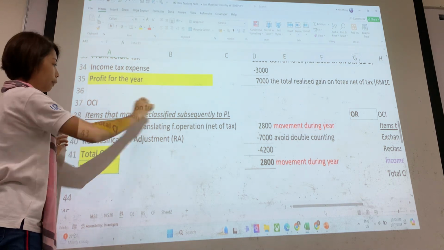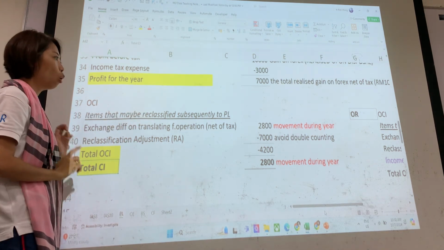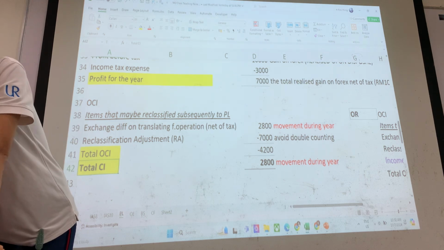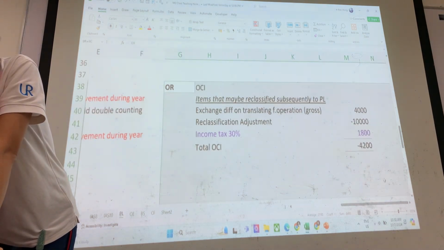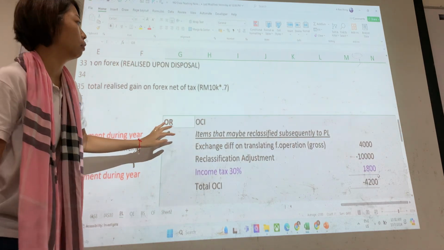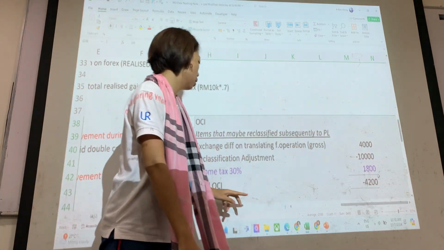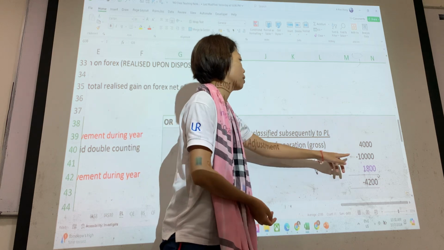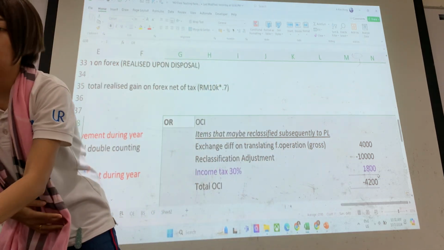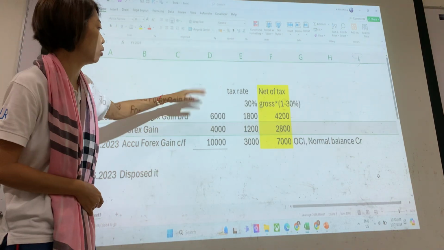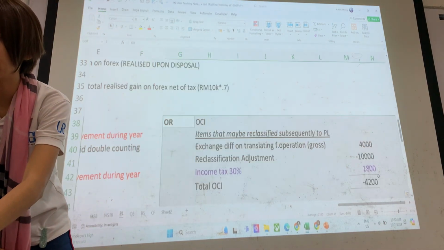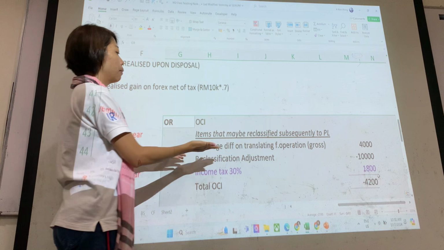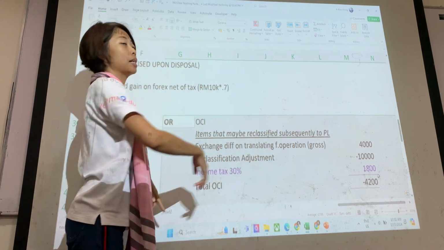You can do net of tax like that, or you can do the gross amount. Two also can, or you can do like this. You write the gross amount. Gross amount is 4,000. A gross amount of reclassification adjustment is 10,000. That means you do this one, gross amount also can. Here also can. 10,000 for this one also can. You do gross amount already, right? Then only you one shot do income tax 30%. You will get the same answer.